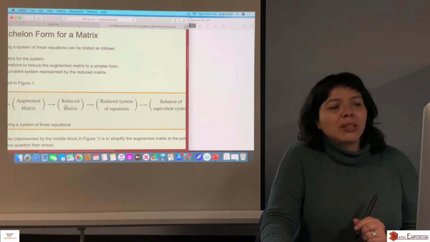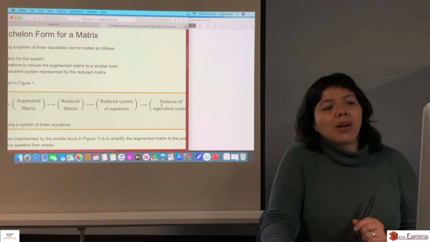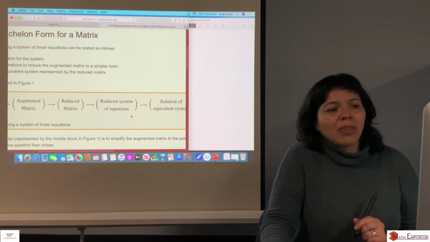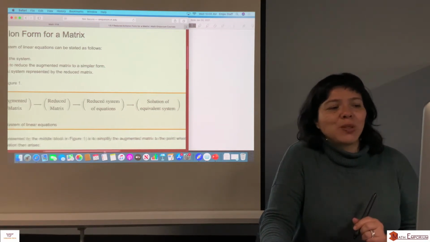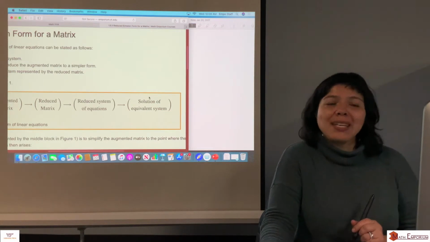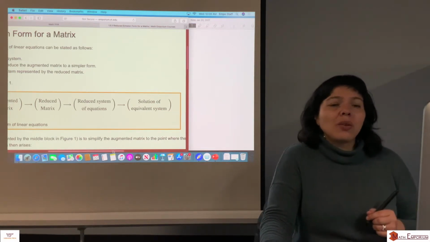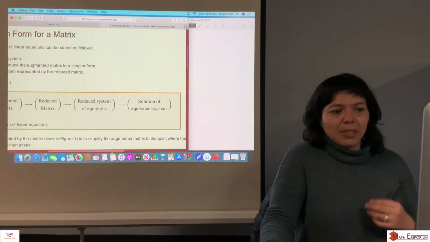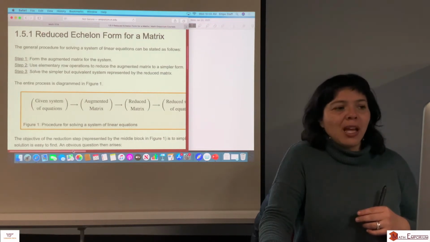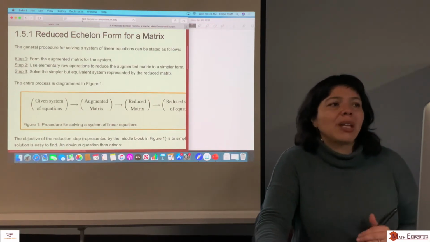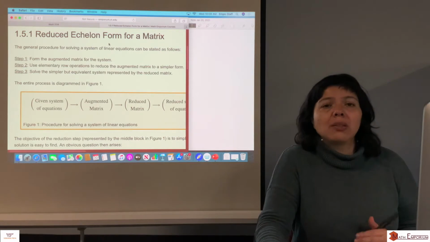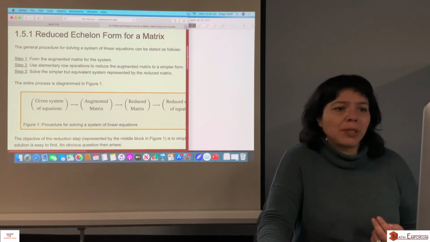So we get our reduced matrix and then we go and read it. That gives us a reduced system of equations. And once we have a reduced system of equations, we can see what the solutions are. So I want to give you an example, a very specific example on that. But before doing that, let me explain to you what it means to have a reduced echelon form.